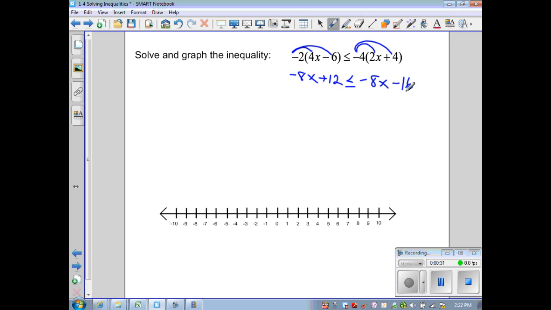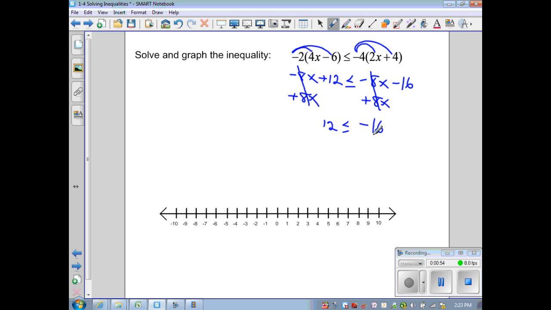Let's get our variable terms on the same side. Here we're going to add 8x to both sides. On the left side, negative 8x plus 8x, that cancels, leaves me just 12. It's less than or equal to. On the right side, a negative 8x plus 8x, that cancels, that leaves me a negative 16.